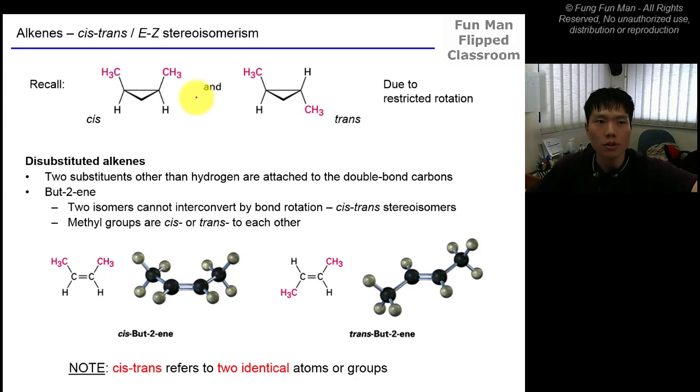Recall in the cycloalkane, these are restricted. We call them cis and trans because they are the same group but on the opposite ends. So for di-substituted alkenes, as such, but-2-ene. If they are on the same side here, we call it cis-but-2-ene. Take note the cis should be in italics. The other example will be trans-but-2-ene. Once again, cis-trans refers to two identical atoms or groups. Very important.